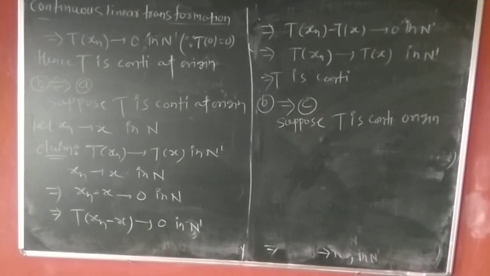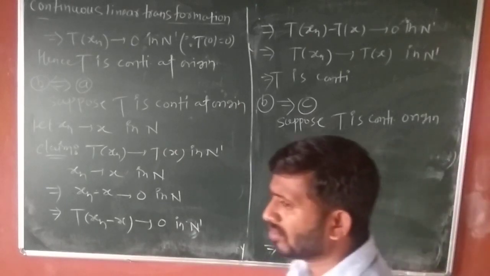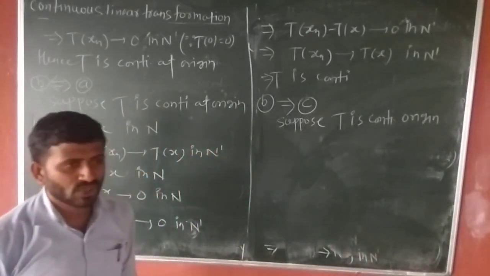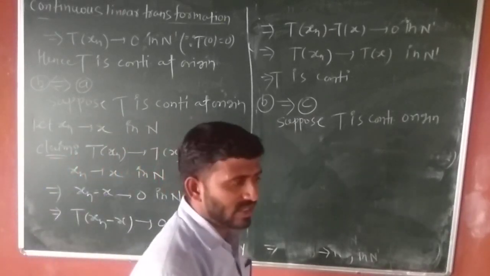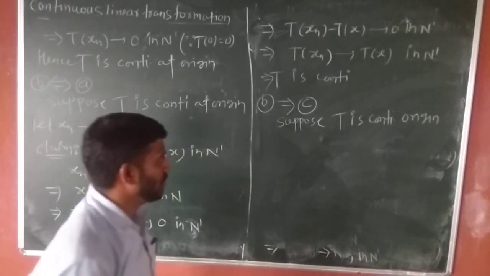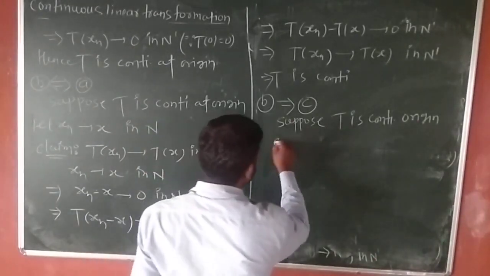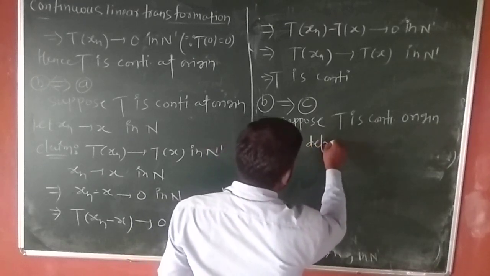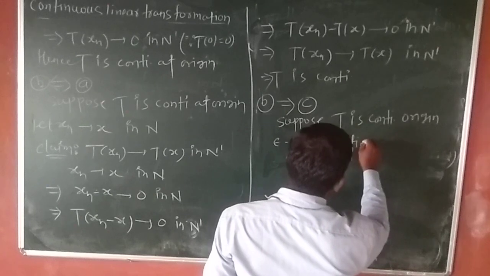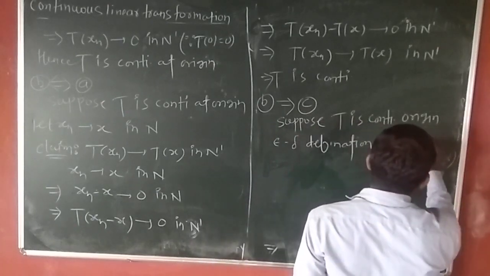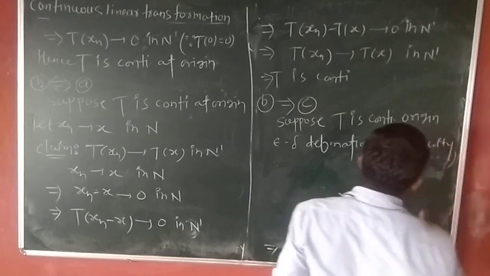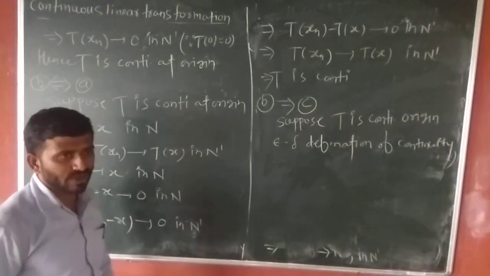We know that there is another definition of continuity, so we have to apply that definition here. We have already seen the epsilon delta definition of continuity. So what is the epsilon delta definition of continuity? We use the epsilon delta definition of continuity here.